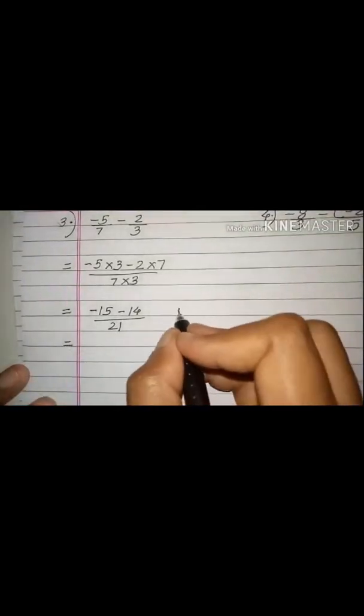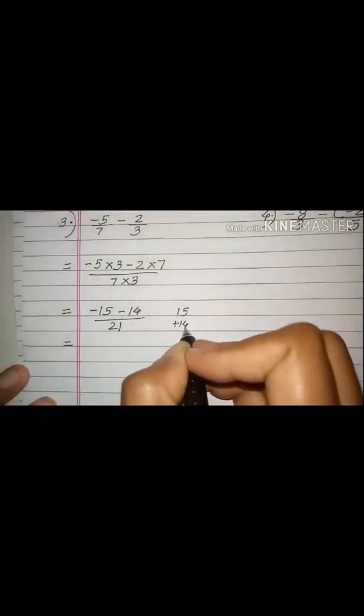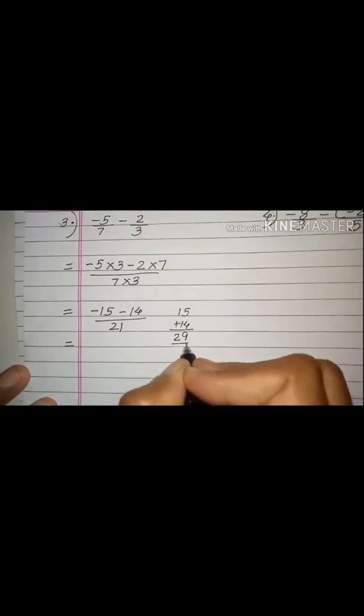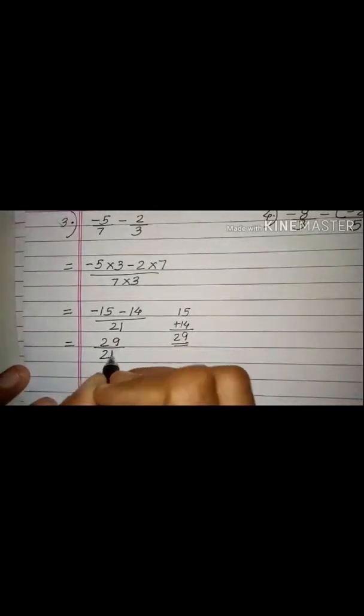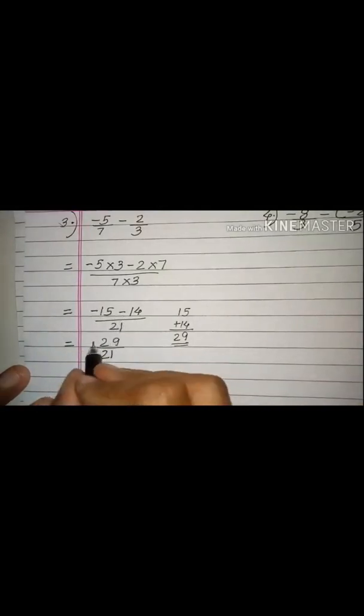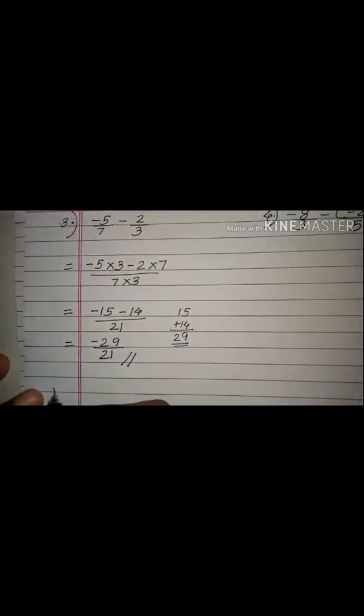So you do here 15 plus 14, in rough work. Then it will be 29 by 21. But both the numbers are negative. So I will put here a minus sign. So what is my answer, children? Minus 5 by 7 minus 2 by 3 is equal to minus 29 by 21.